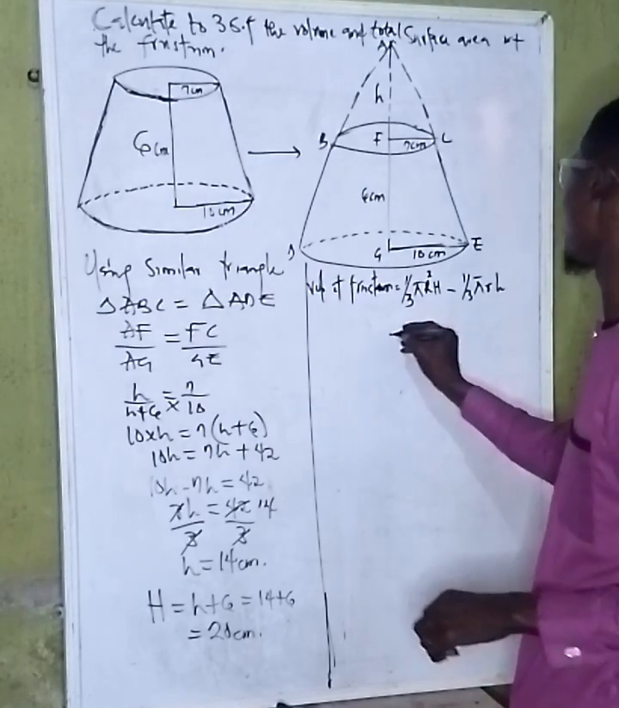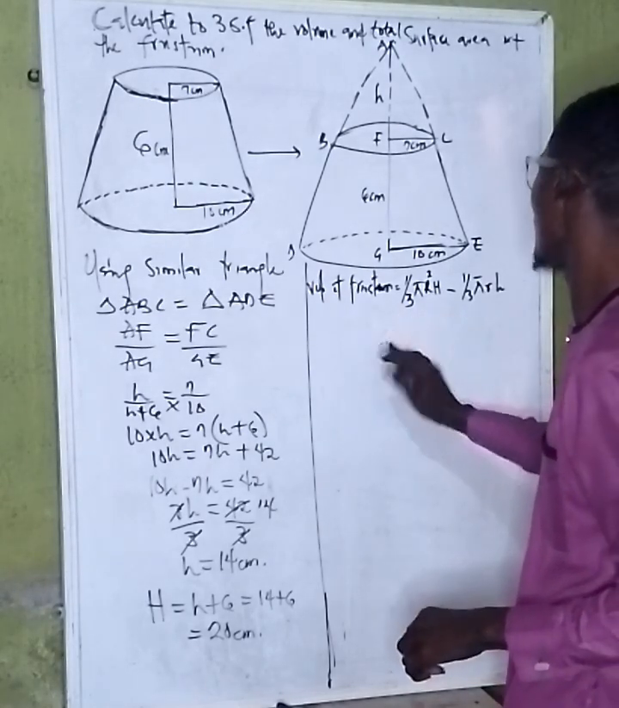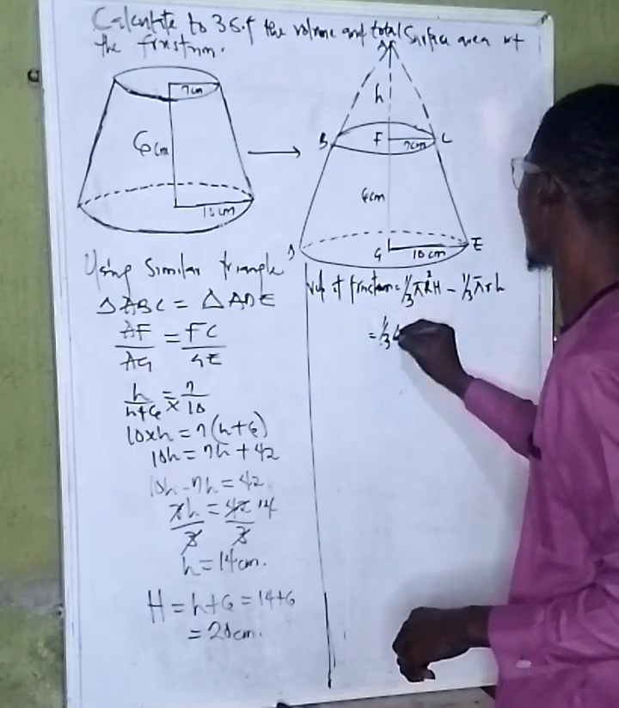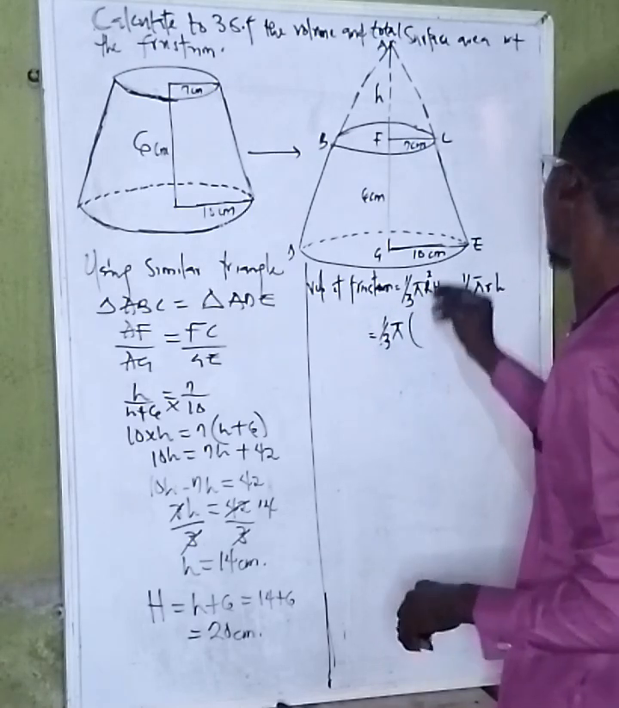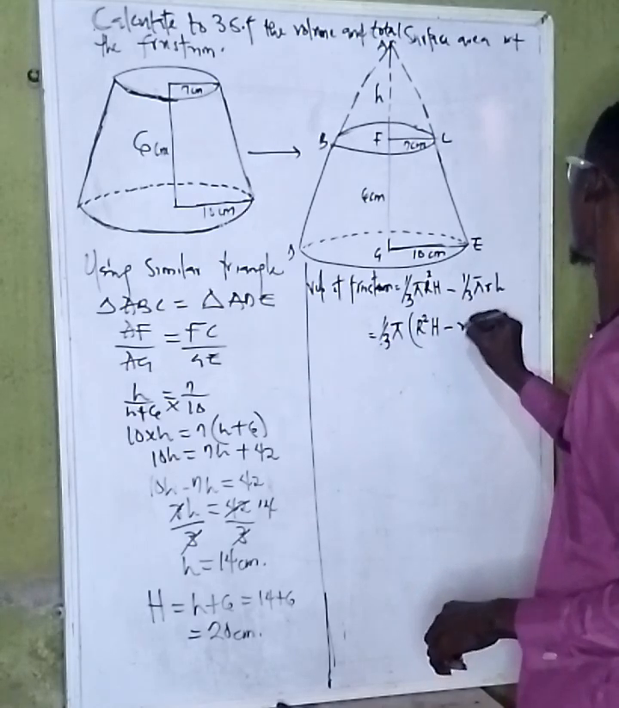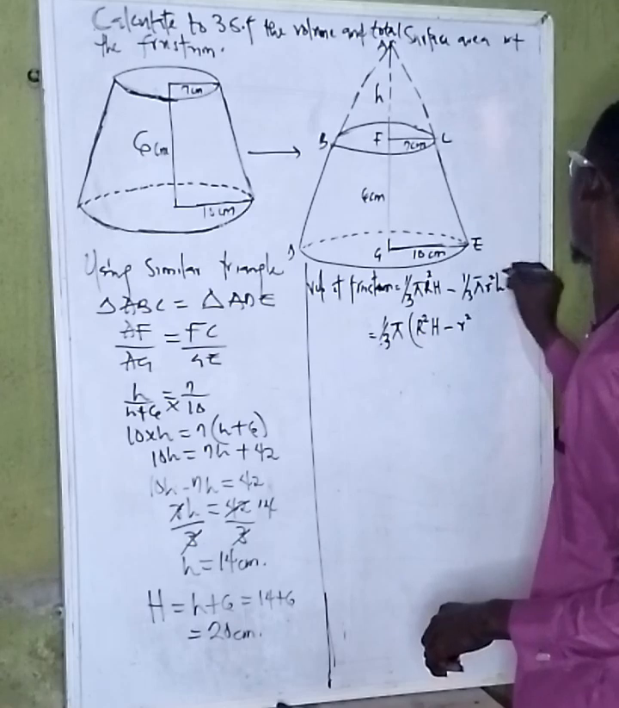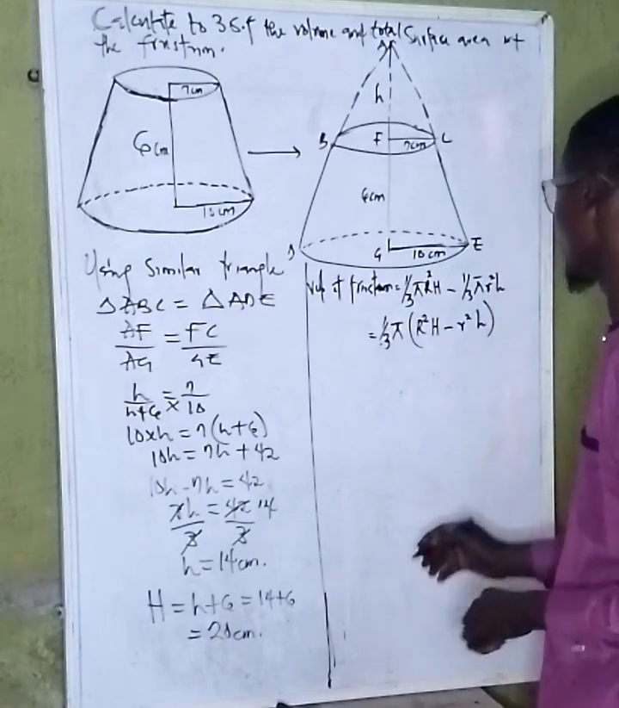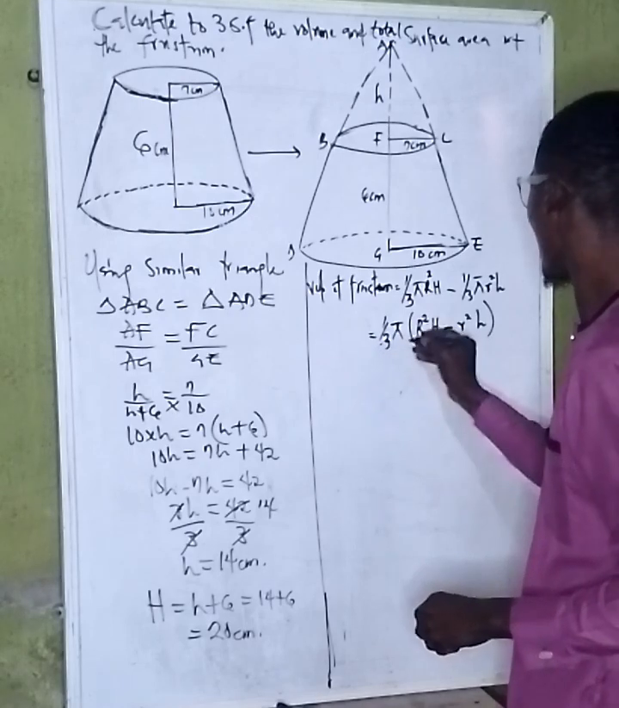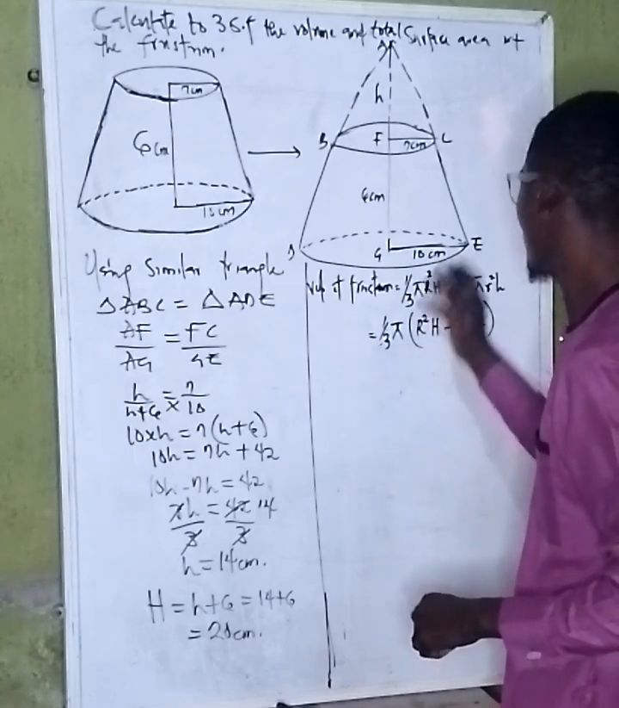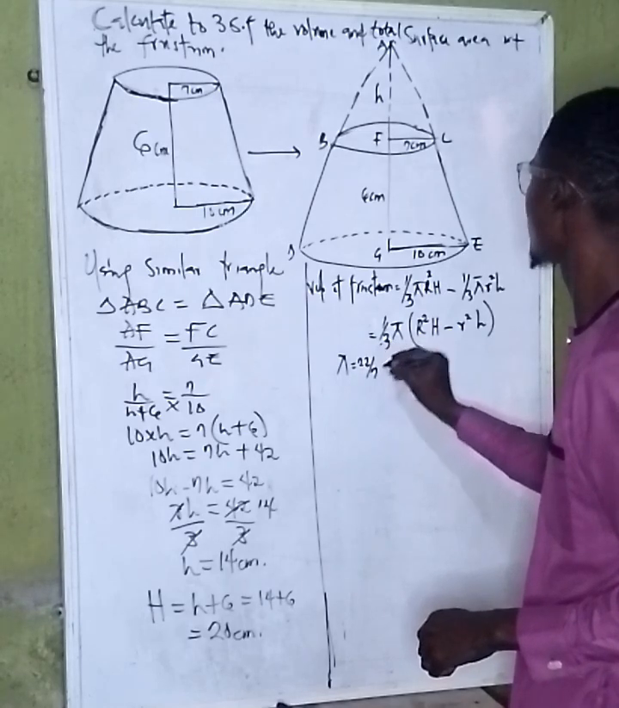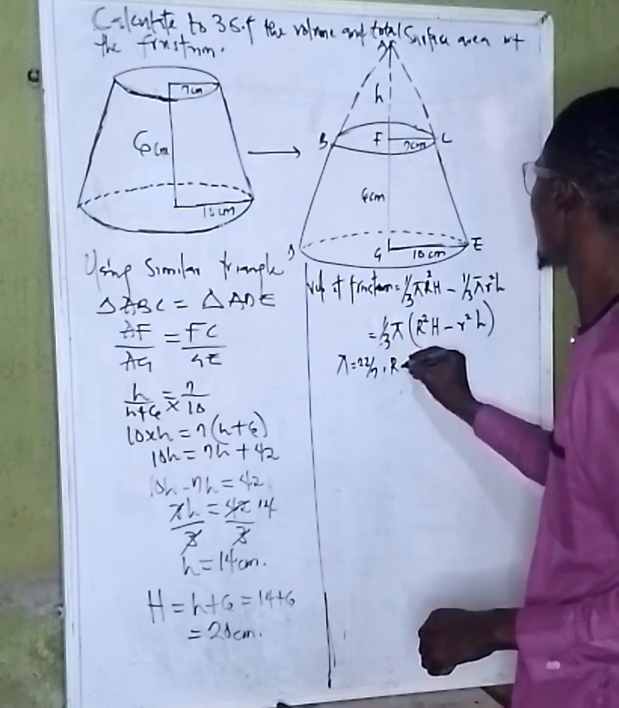Now let's make our work easier here. Let's try and factorize. What is common between these? 1 over 3 pi is common, into bigger R square H, minus smaller r square h as well. So now let's try and define some terms that we know earlier. Our pi, we know our pi to be 22 over 7. Then our bigger R is what?